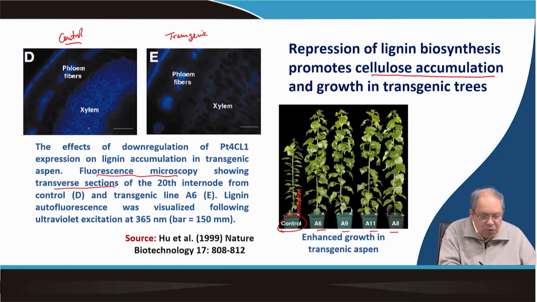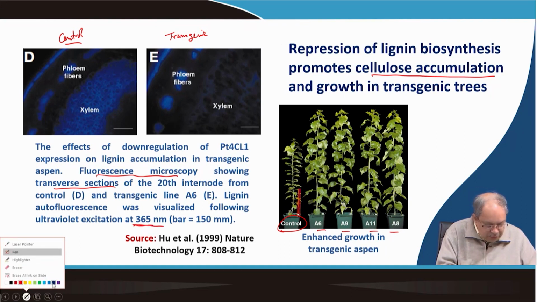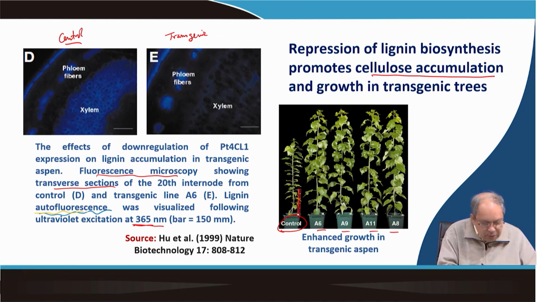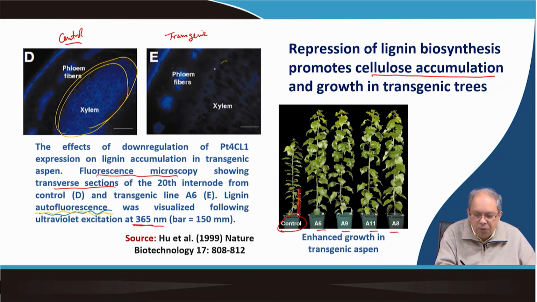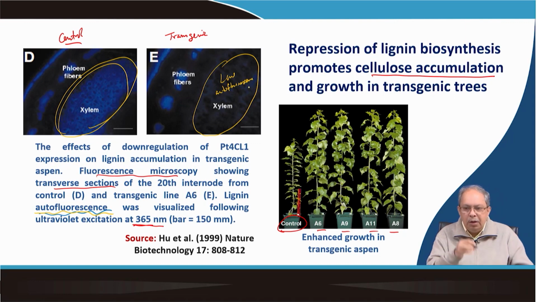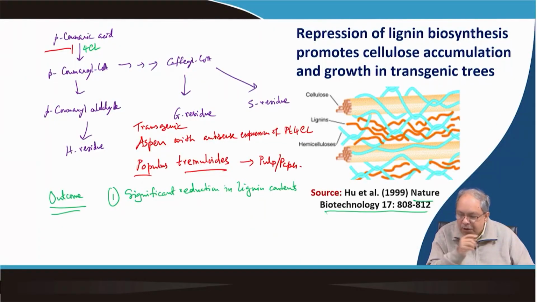So, here you see in the control, with ultraviolet excitation at 365 nanometer, it shows autofluorescence. Autofluorescence is the characteristic of phenolic compounds. So, you see the autofluorescence here in the xylem, but here the autofluorescence level is low. Why is it so? Because it suppressed the lignin formation. This is very clear. And the next point is that it promotes cellulose accumulation.